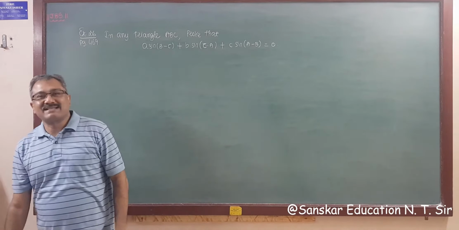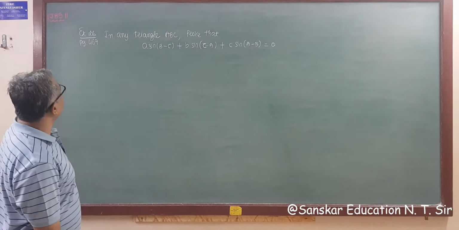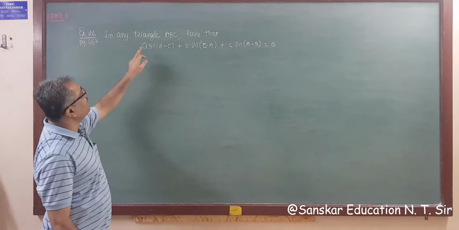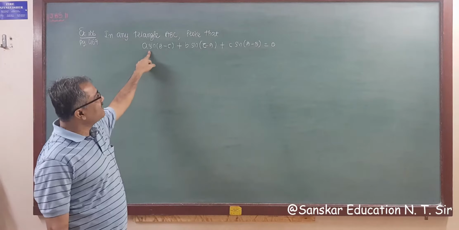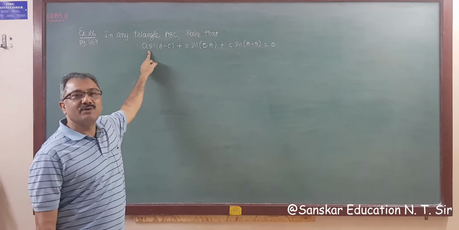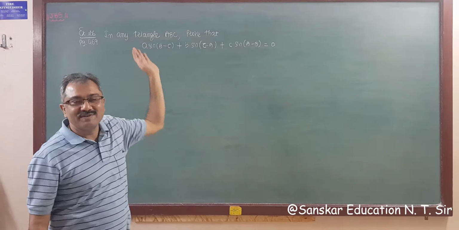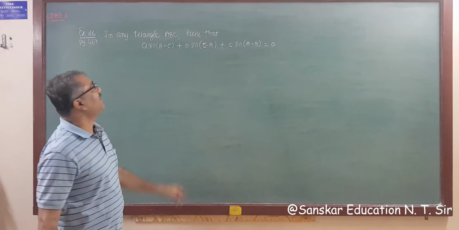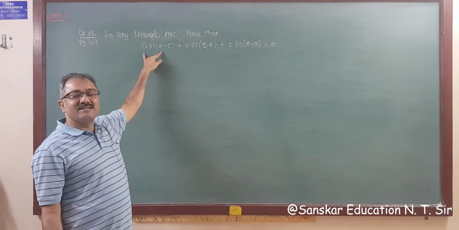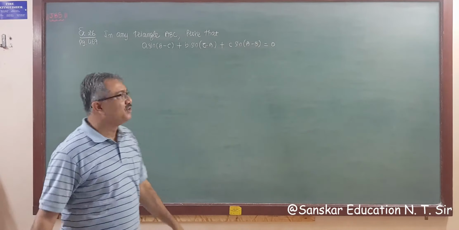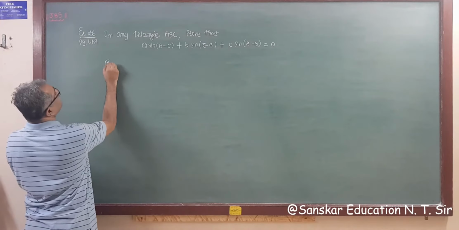Example number 26, page 469. In any triangle ABC, prove that a sin(B minus C) plus b sin(C minus A) plus c sin(A minus B) equals 0. While proving this type of question, you have to simplify the first term, then similarly write the second and third terms. So first we solve this.